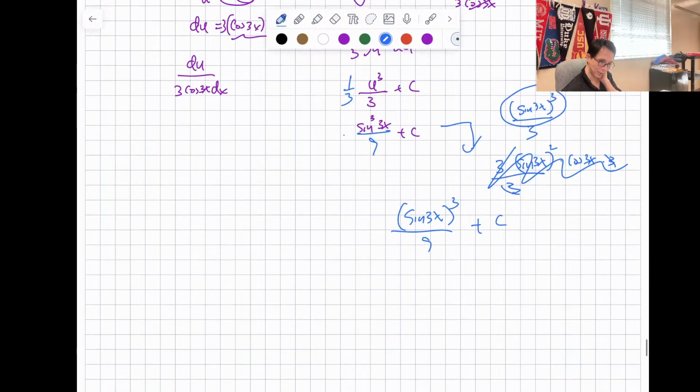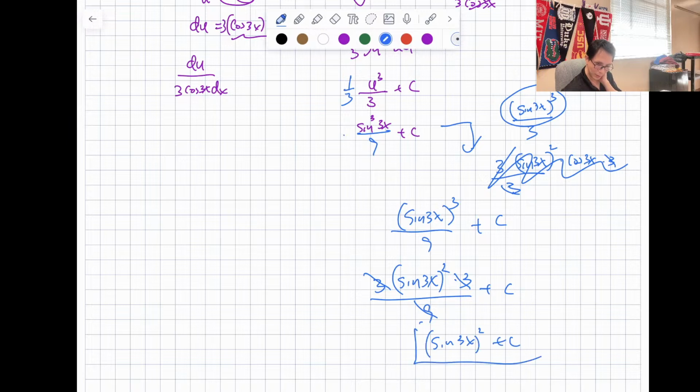That's the final answer. If I take a derivative, it's going to be 3 sine of 3x squared times 3 over 9 plus c. So this cancels out. It'll be sine of 3x squared plus c. So that's how I double check.